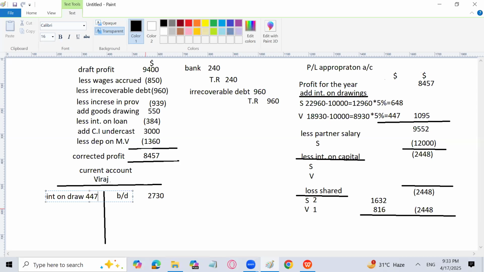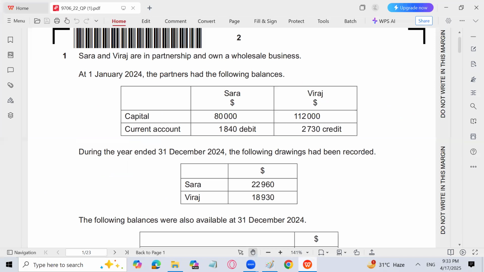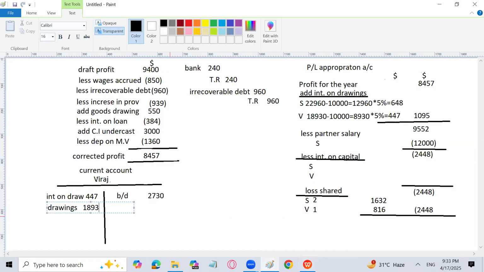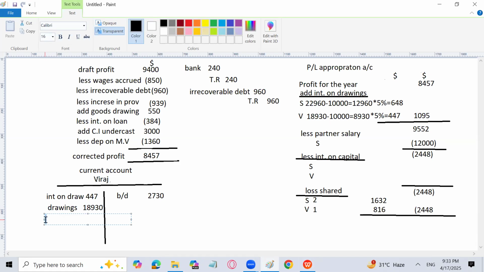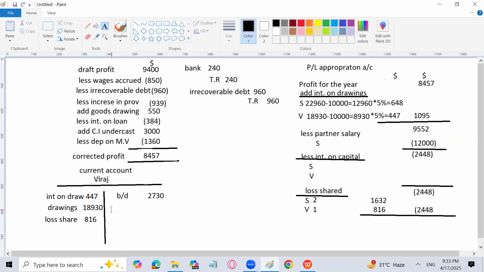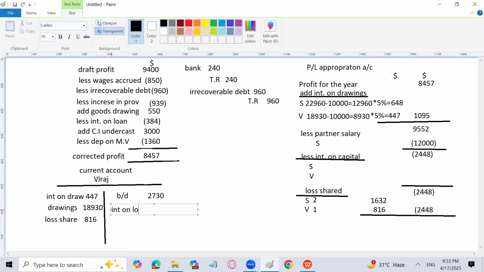That is 447. Then I will go with the drawings because drawings are given, and that will also come on the debit side. And drawings for Viraj is 18930. Then comes the, what should I say, the loss share of Viraj, and that is going to be 816. It will come on the debit side because it is going to reduce his account. Now comes interest on loan, which is given to him actually, not yet recorded. It will come on the credit side of Viraj, which is 384. Right? Then Viraj is not getting any salary actually.